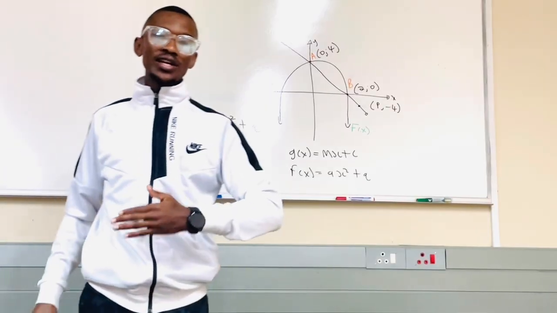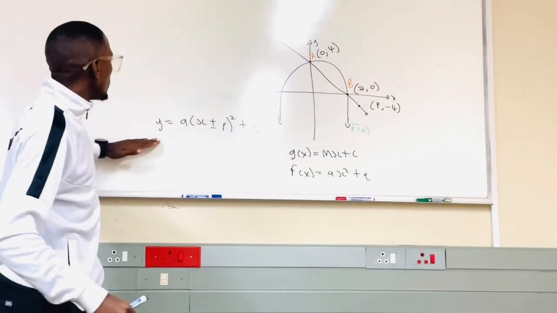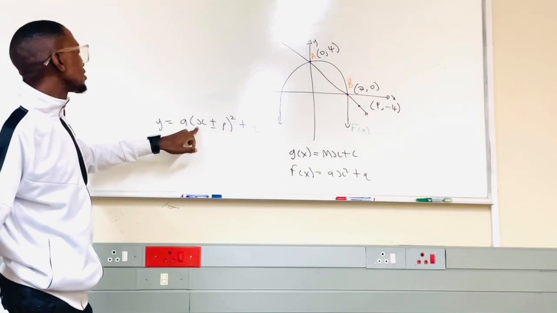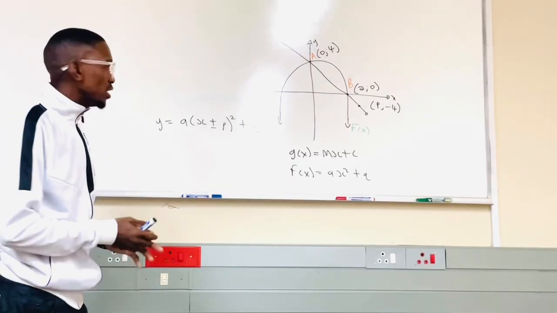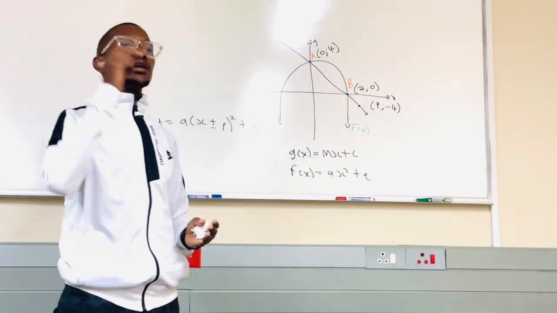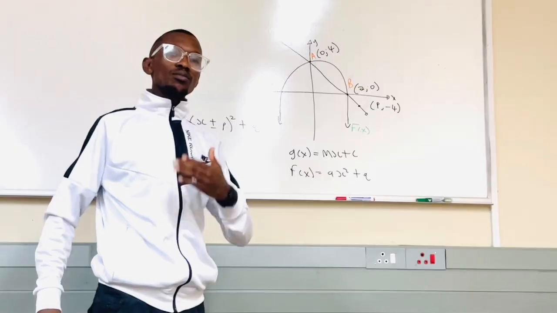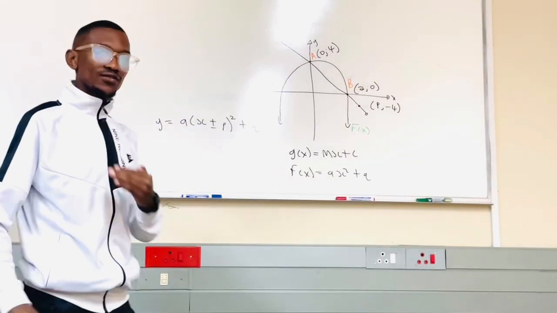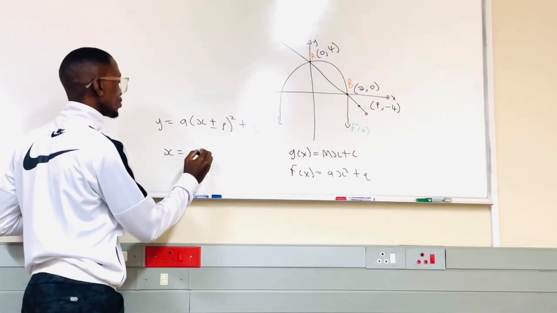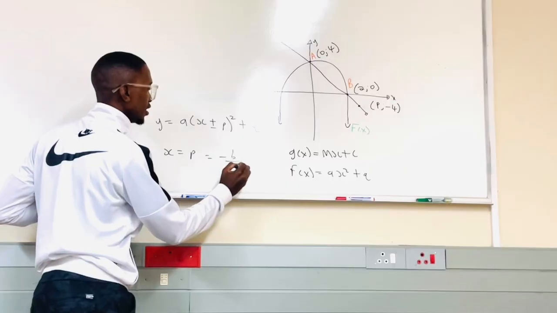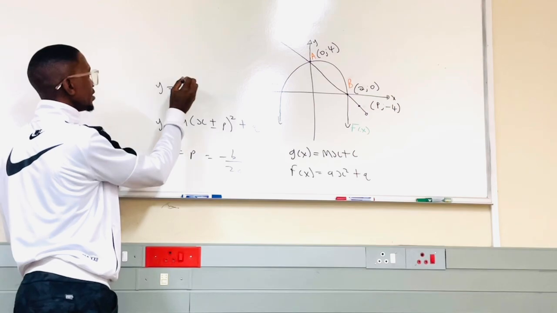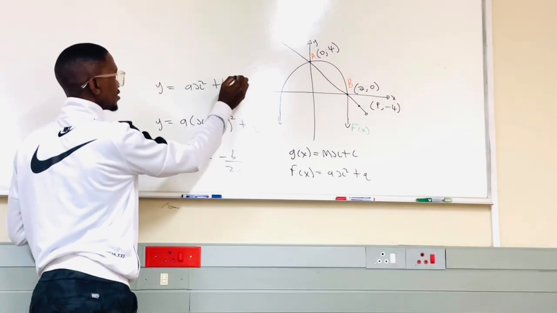When you're in grade 11 and 12, you must remember that your standard equation of a quadratic is given by a into x plus or minus p all squared plus q. This p, guys, represents what we call the axis of symmetry. A quadratic function has an axis of symmetry, which is the value x equals p, and it can also be given by the formula minus b over 2a. You only use this formula, minus b over 2a, if you're given the function in the form ax squared plus bx plus c.